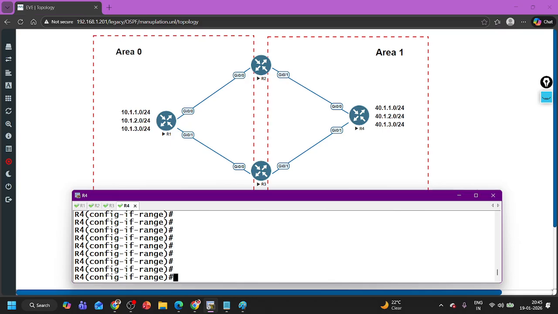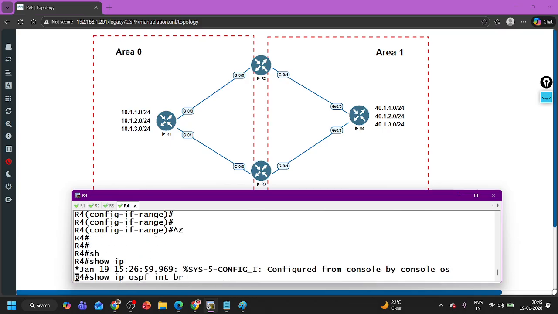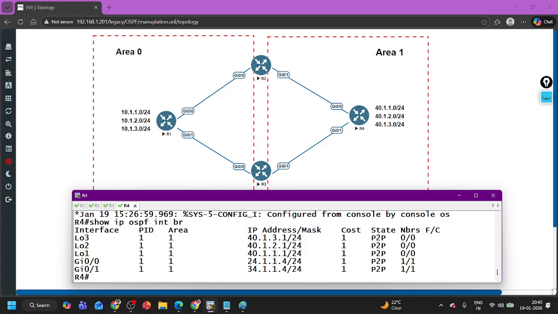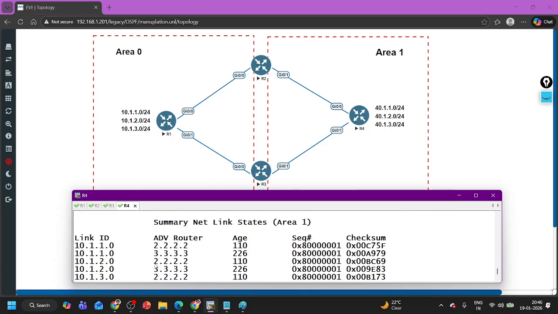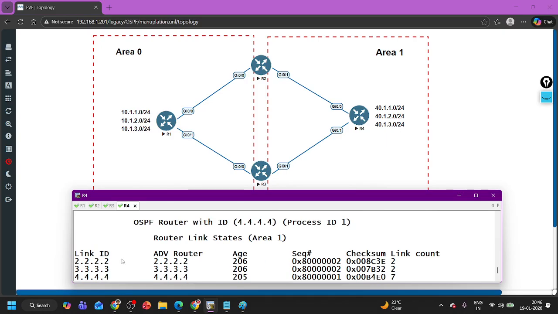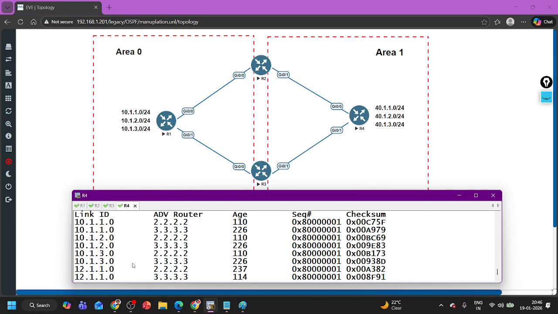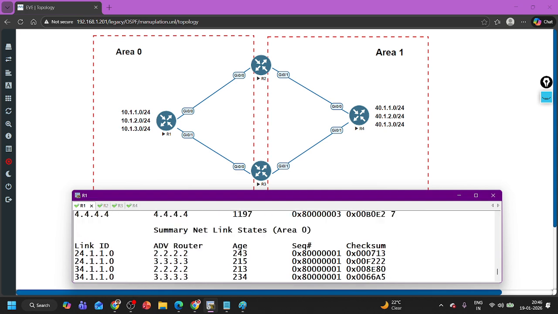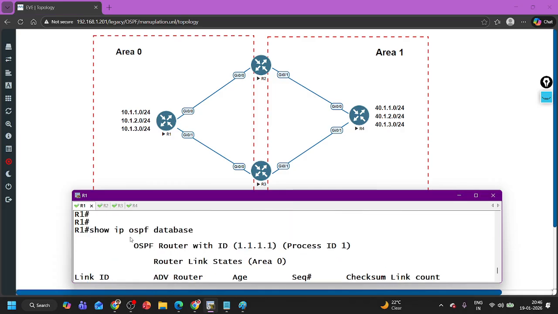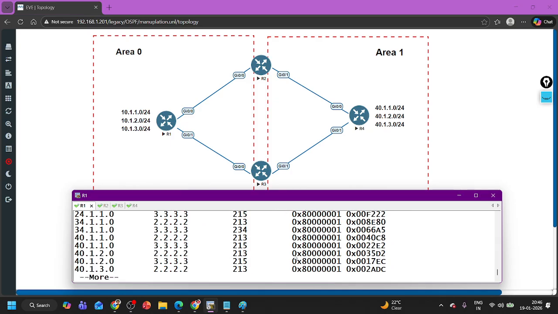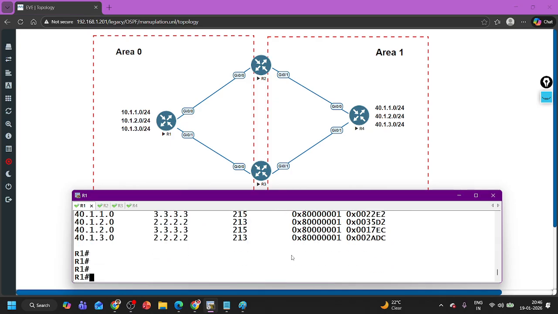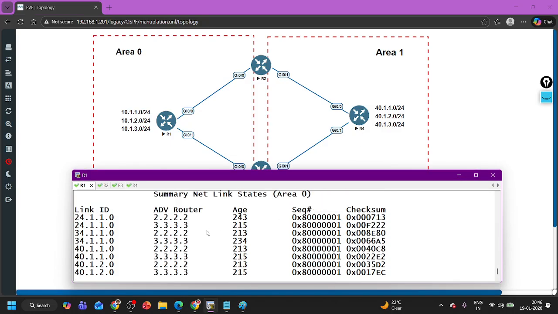Let me take you to R4 once and show IP OSPF interface brief. Is there any interface in area 0? No. So show IP OSPF database router LSA. Here, see, we don't have the router LSA of R1. Similarly, on router number 1, I will not have the router LSA of R4. So it will remove it. Because of the simulation, it is not removing it even after clearing the process. No problem.